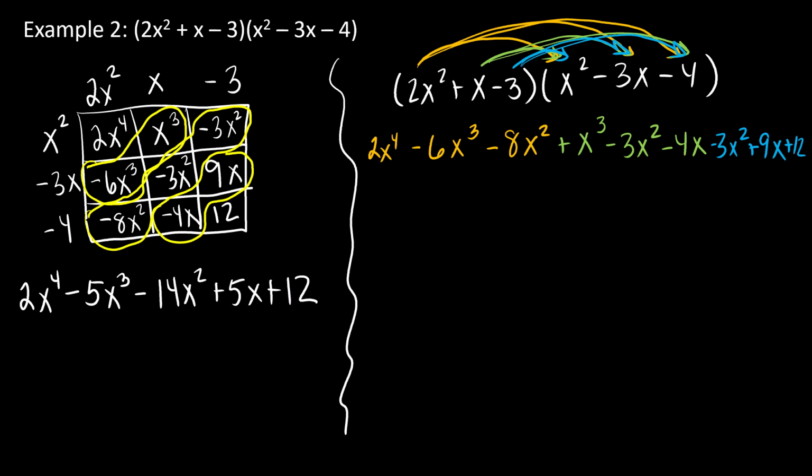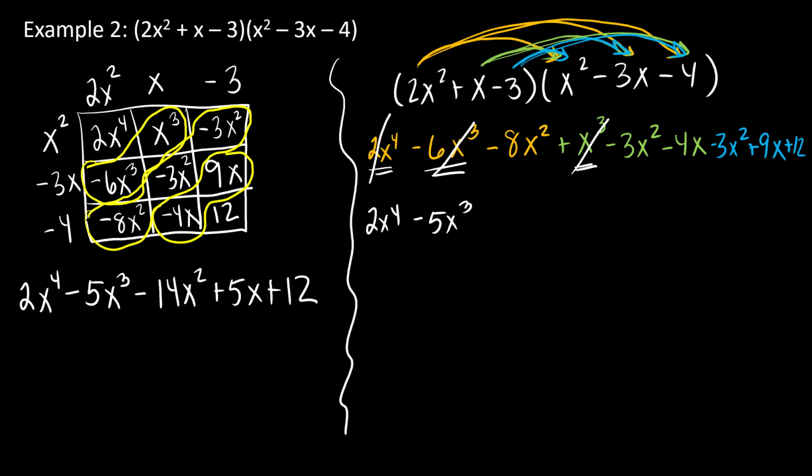So you've got to go through and find the like terms. Well, there's no other 2x to the fourth. And what I used to tell my students when I taught it this way is, once you cover something, just draw a line through it, cross it off. Now you've got to find your x to the thirds. So negative 6x to the third plus x to the third is negative 5x to the third. And again, we're just going to cross those off.